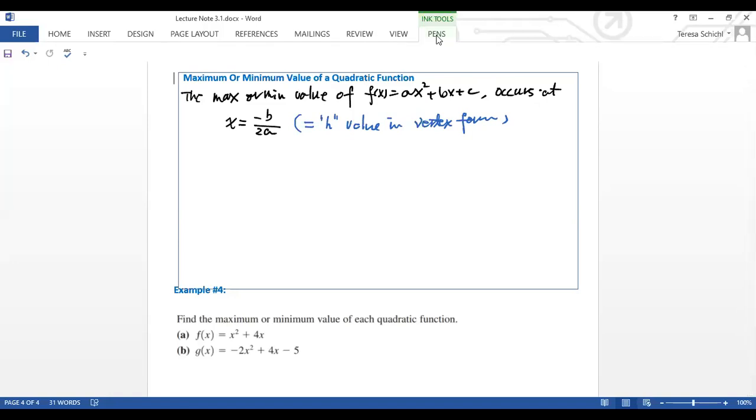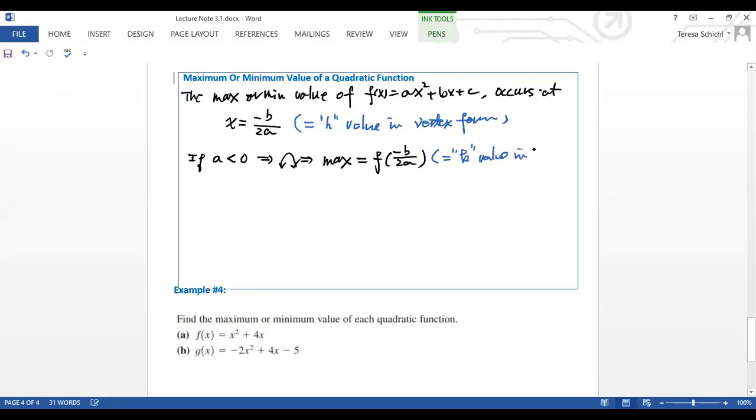You can just use it and not change that, right? So you can just plug in this number. So I know if a is less than 0, I'm open downward. So now I know what number I have, maximum or minimum. The maximum number is equal to, you just plug in the negative b over 2a, right? So this is equal to what we did in the example. This is equal to the k value, right? So in the vertex form, right?